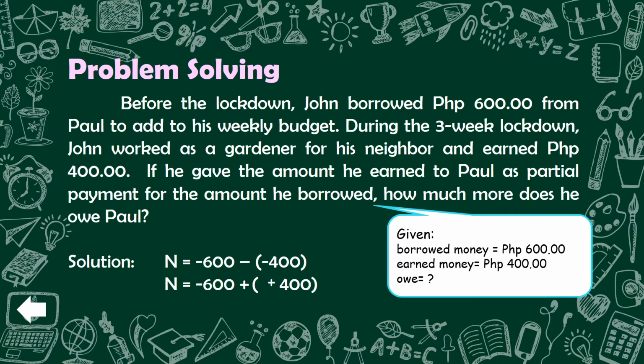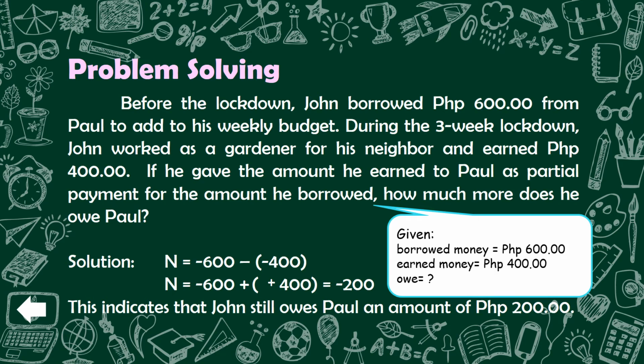Then, follow the addition rule for our different signs. So, let us get the absolute value of negative 600 and the 400. That will equal negative 200 because negative 600 is greater in absolute value. So this indicates that John still owes Paul an amount of 200 pesos. Easy, right?